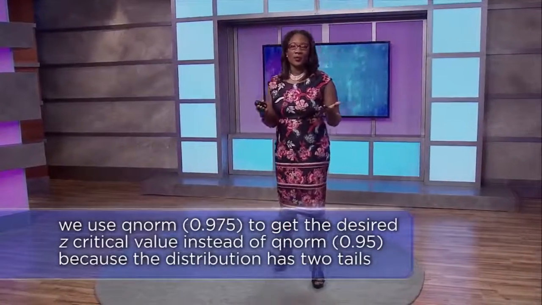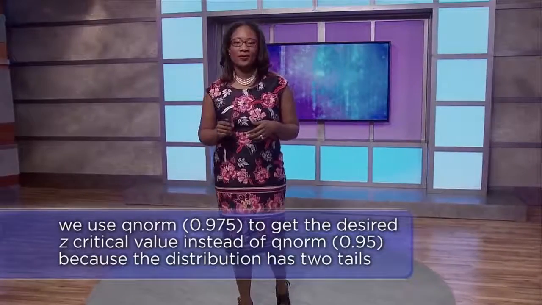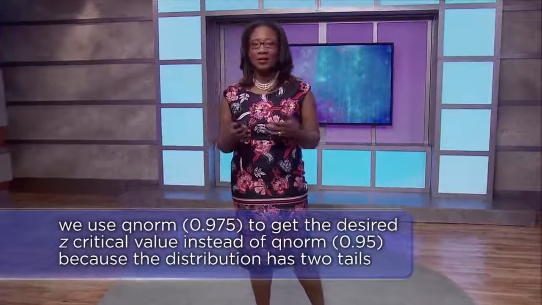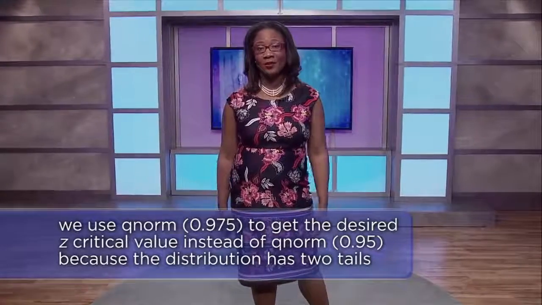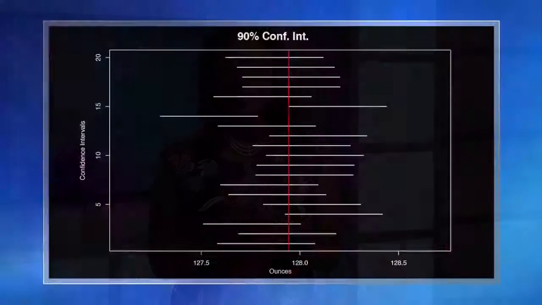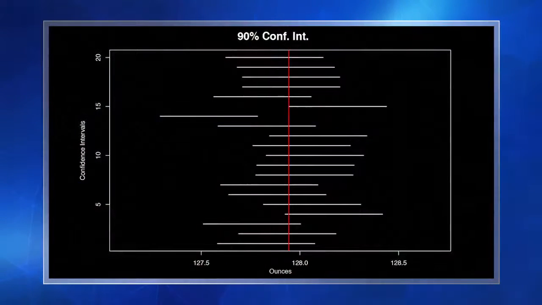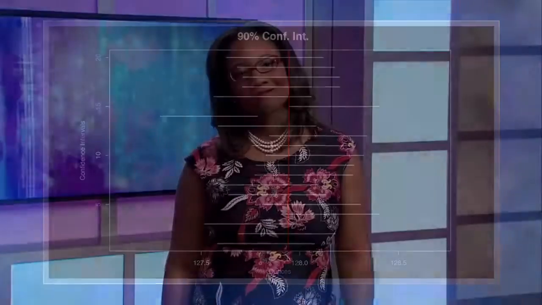Now, we use qnorm of 0.975 to get the desired Z critical value instead of a qnorm of 0.95, because now our distribution has 2 tails, right? So we've got that alpha over 2 that we have to take into account. But here's the possible pitfall. We just saw that 18 out of the 20 confidence intervals that we calculated when we did the 90% confidence interval captured the true population mean, but 2 of them didn't.